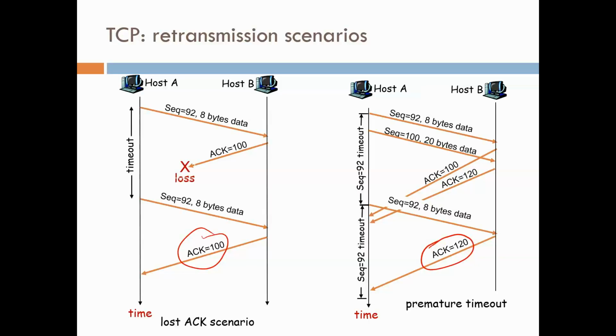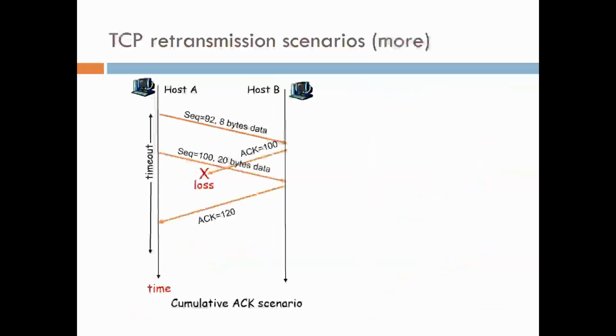That means it acknowledges all the bytes before it. B is telling A that I have received the bytes from 100 to 119, and I have also received the bytes from 92 to 99. You have to always remember that the acknowledgements are cumulative.